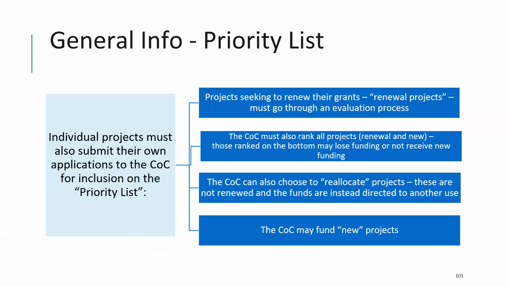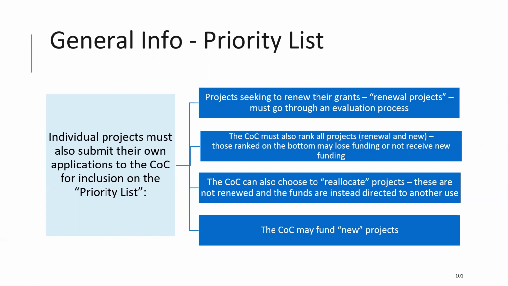All individual projects that the CoC is looking to fund must submit their own applications to the CoC for inclusion on the priority list. This includes renewal projects. Projects seeking to renew their grants must go through an evaluation process each year. The CoC must rank all projects, renewal and new, and those ranked on the bottom may lose funding or not receive new funding. The CoC can also choose to reallocate projects.